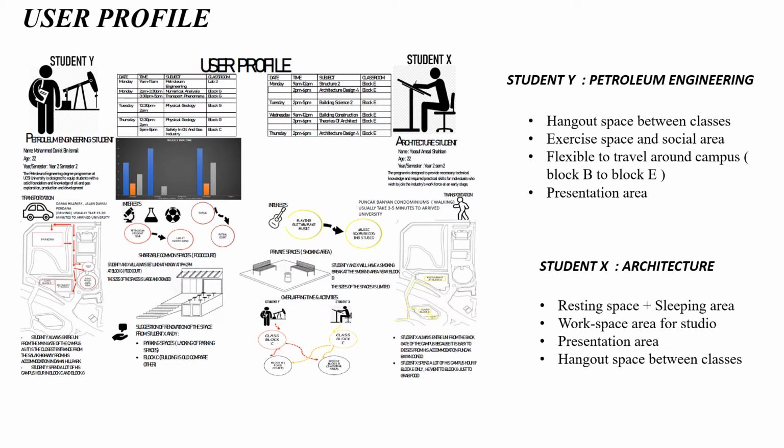So this is my user profile. I have gathered the problems of students Y and X and their hobbies. Student Y is a petroleum engineering student. He would like a space to hang out between classes, exercise space and a socializing area, and to be flexible to travel around campus, like from Block B to Block A. And he wants a presentation area where he can present his work.